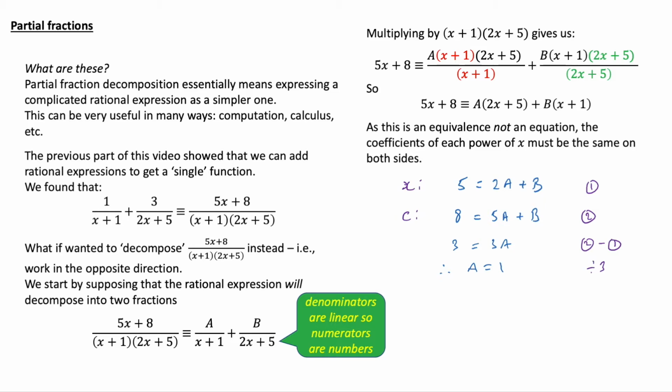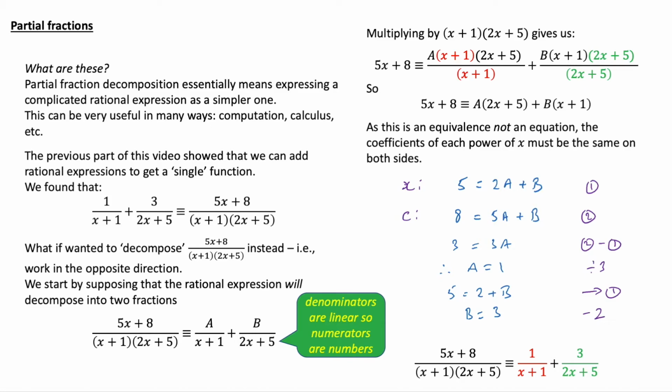That's a bit of overkill on the right hand side there, and we can then replace a in equation 1 by this value that we've found, and we get b is 3 by subtracting 2. So that means we've found that 5x plus 8 over x plus 1 times 2x plus 5 is equal to, or is the same as, I should be more clear, 1 over x plus 1 plus 3 over 2x plus 5.